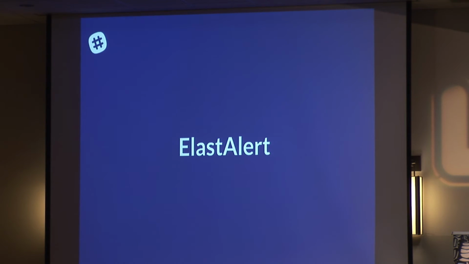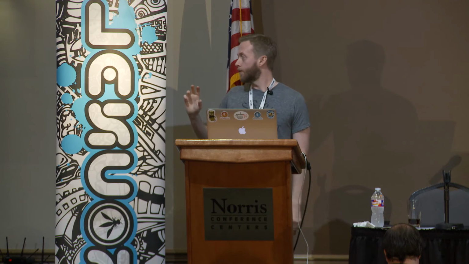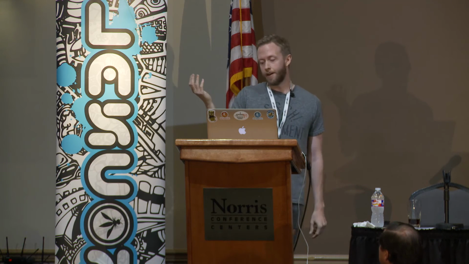ElastAlert's another tool we use. So if you use Elasticsearch, I recommend at least checking this out. It's from Yelp, and what it basically does is stored queries against Elasticsearch. So if you think of a Kibana query, you take that, you paste it into an ElastAlert rule, and then every hit on that, or standard deviation, or spike, or flatline, you can just send an alert. It's really handy.